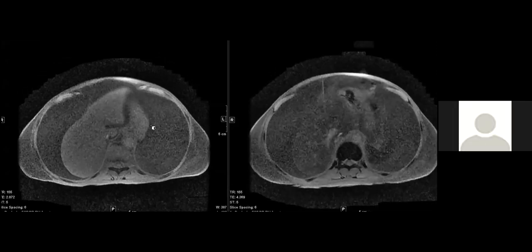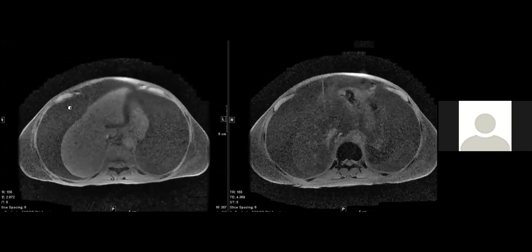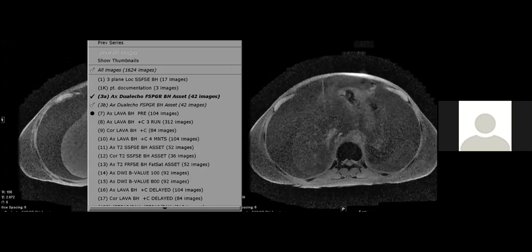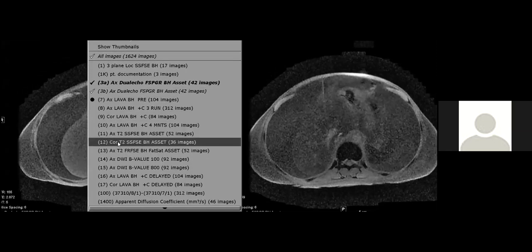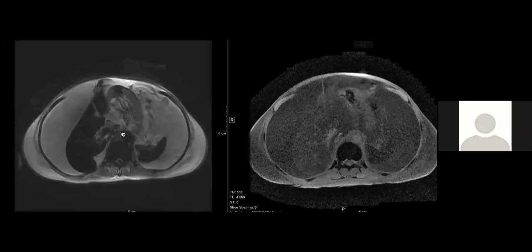But Arde as usual is right. What's unusual about this is the in phase, this is the out of phase, and the reason why it's so unusual is because we're missing the typical Indian ink artifact. And the reason why we're missing it is because this patient just is full of ascites.